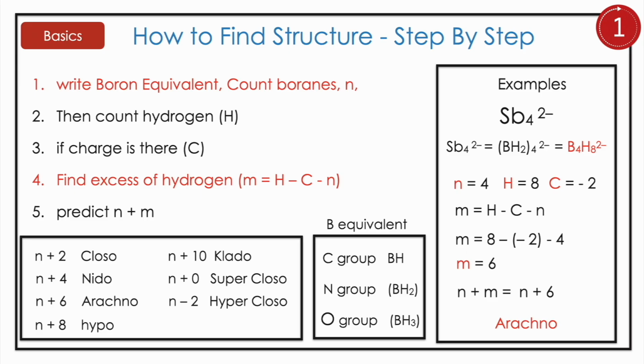Simply B4H8 2 minus. Here the borons are 4, so N equals 4. Hydrogens are 8, so H equals 8. The charge is minus 2, so C is minus 2. So the excess of hydrogen will be H minus C minus N. So M equals 8 minus (minus 2) minus 4. It will give M equals 6. M equals 6 means N plus 6 system, which is Arachno. So the structure of Sb4 2 minus is Arachno. So you should know the order of identification. Then only you can solve the structure in a simple way.